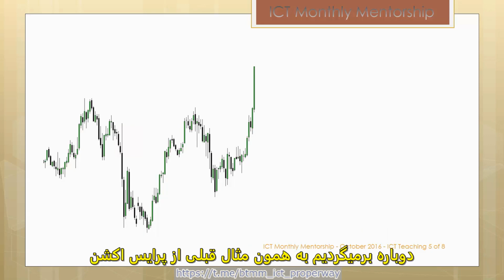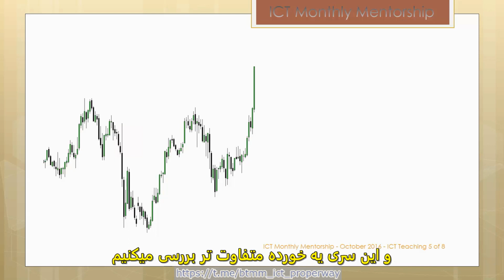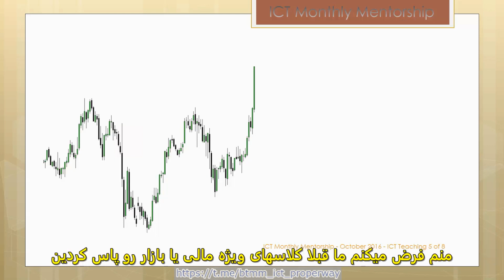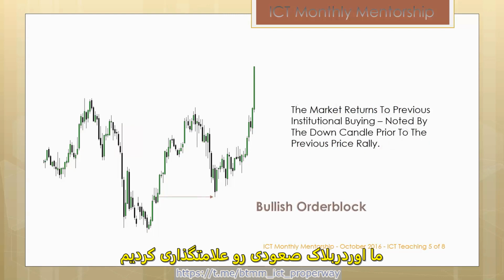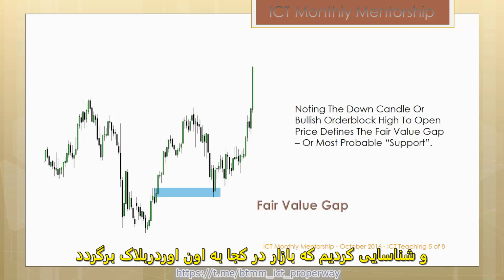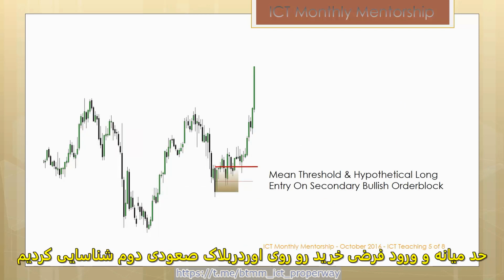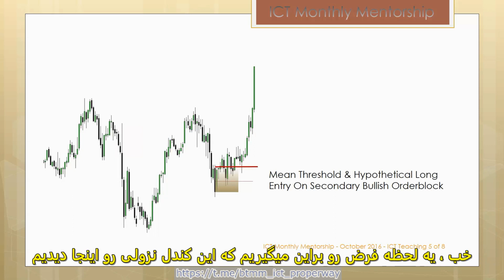We're going to look back at the same sample size of price action, and we're going to go through it a little bit differently. We're going to assume that we were studying this particular asset class or market, if you will, and we go through our standard markup of market setup and framing the risk and reward multiples. And we noted the bullish order block, and we identified where the market should come back down into it. And we identified the mean threshold and hypothetical long entry on the secondary bullish order block.